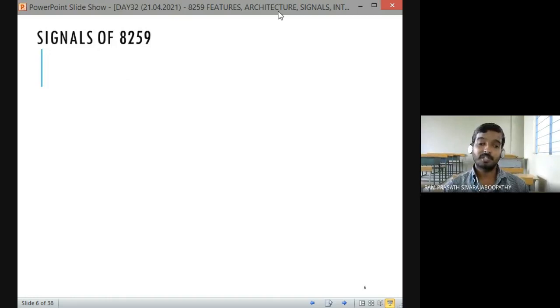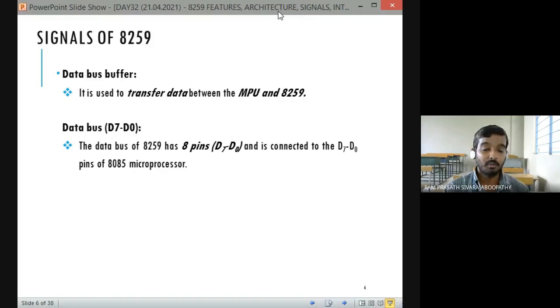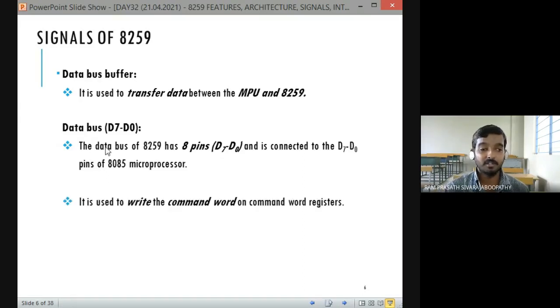So now we are going to see about the signals of 8259. So data bus buffer D7 to D0. It is used to transfer data between the microprocessor and 8259. Okay. So D7 to D0, correct? So these 8 pins of 8259 must be connected to the data bus of the 8085 microprocessor. Okay. So it is used to write the command on the command word register. So till now we have studied only the control word register. Here we are saying command word register.